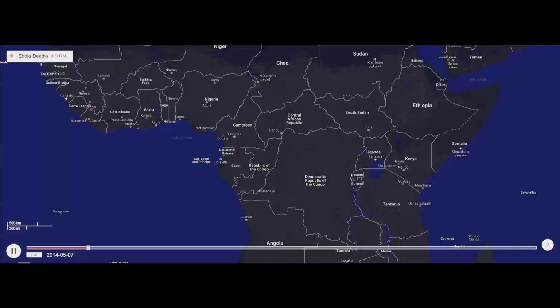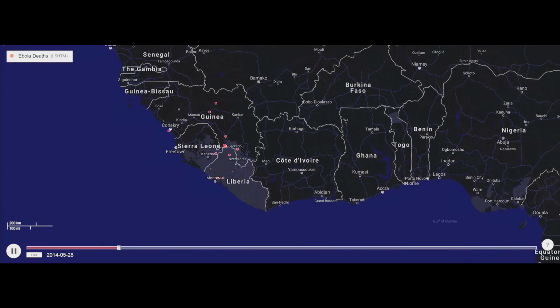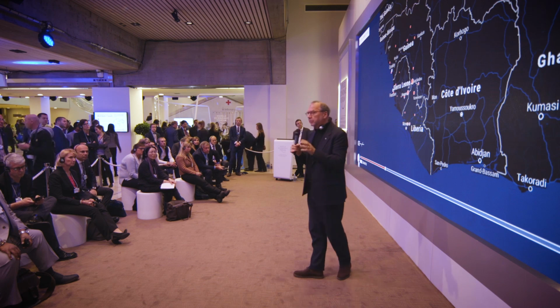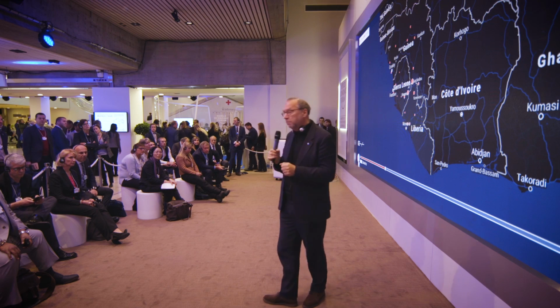at the end of 2013, when in Guinea, in a place called Kekedu, which is at the border with Liberia and Sierra Leone, where these three countries come together, a child died of Ebola. That was in December 2013. And it took them 3 months to find out that this was Ebola.